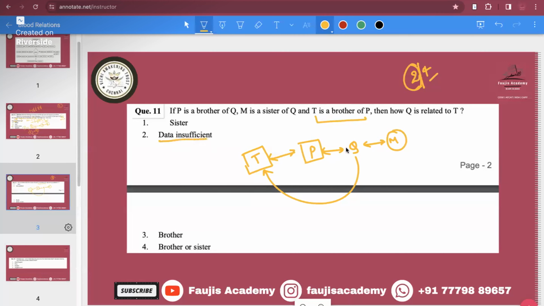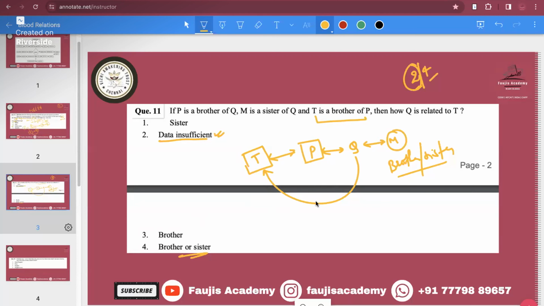We can at least conclude from here that Q is either brother or sister, right? The problem, Janagraj, was that you did not look at option 4. Am I right or not? Tell me yes or no. Yes, sir. So you have to be very careful. Data insufficient means we just cannot conclude what relation, like mother, mother-in-law, grandmother, grandfather. You just cannot conclude in which generation they are.